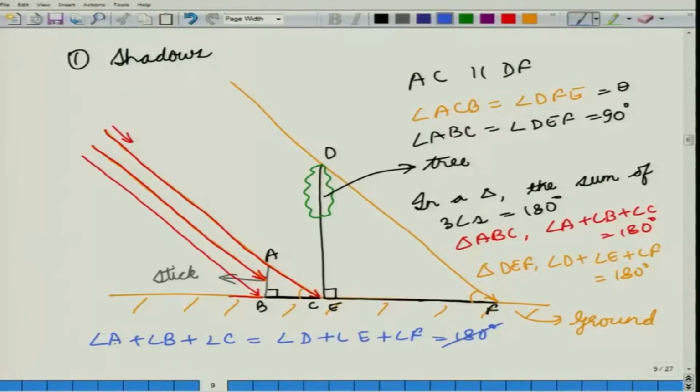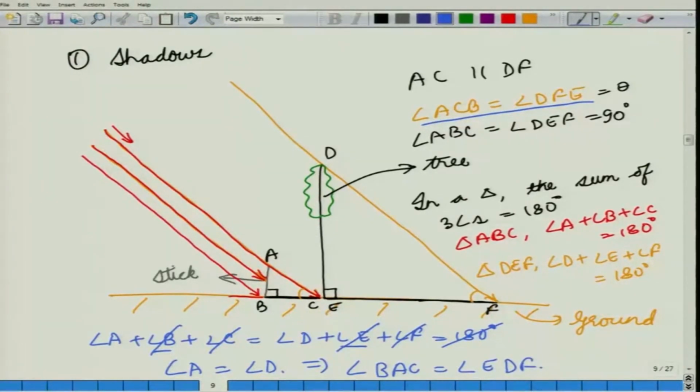So, now we have seen here that angle C is the same as angle ACB and angle F is the same as angle DFE. So, angle C and angle F are equal, and angle B and angle E are equal to 90 degrees. So, they also cancel out. So, we have angle A is equal to angle D. Angle A can also be written as angle BAC is equal to angle D or EDF.